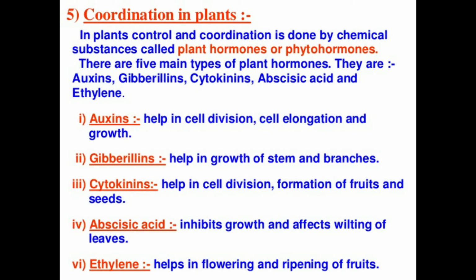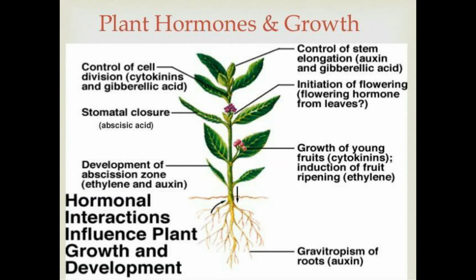Gibberellin. Gibberellin is the hormone that helps in the growth of stem and flower. Cytokinin. Cytokinin is the hormone which promotes cell division and delays aging in leaves. Application of cytokinin reduces apical dominance and also stimulates leaf expansion.